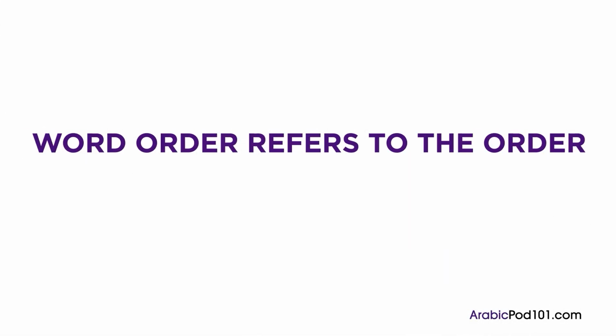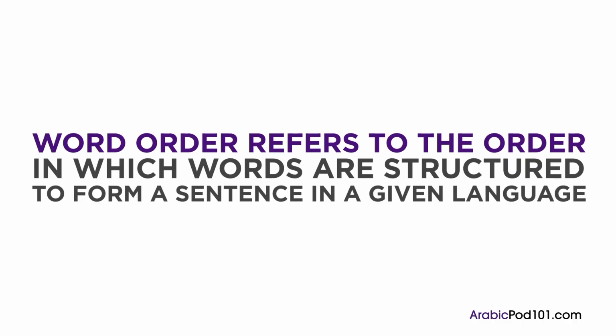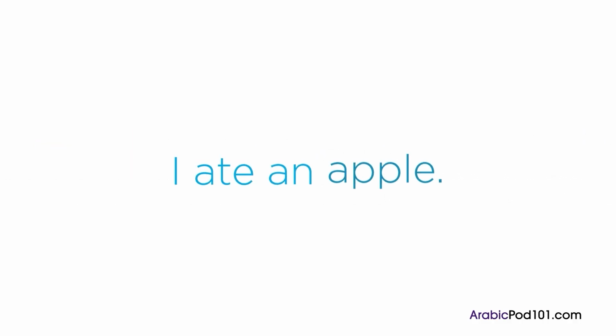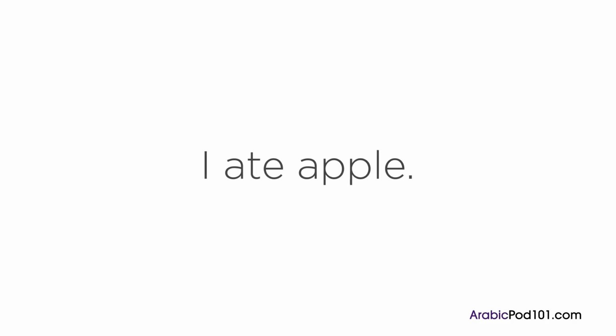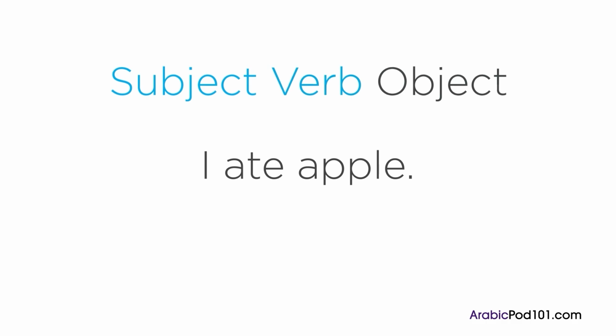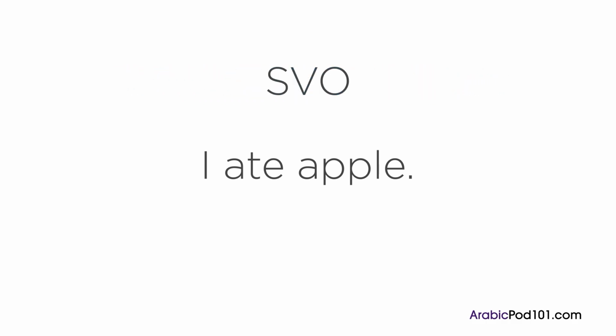Word order refers to the order in which words are structured to form a sentence in a given language. Consider the English sentence, I ate an apple. But first, let's remove the article an here for simplicity. So we're just left with I ate apple. The basic word order for English is subject, verb, object, or SVO for short.